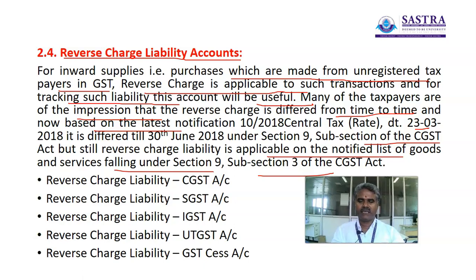So we have to abide by the conditions available in Section 9. Here we have to pass entries for reverse charge liability CGST, reverse charge liability SGST, reverse charge liability IGST, reverse charge liability UTGST, and reverse charge for GST cess account. Whichever is applicable, based on that we have to pass entries carefully.